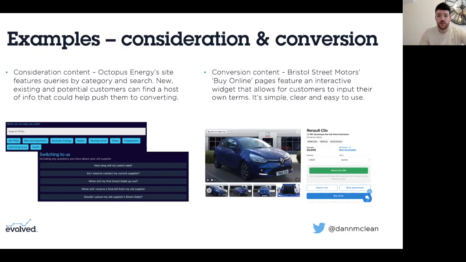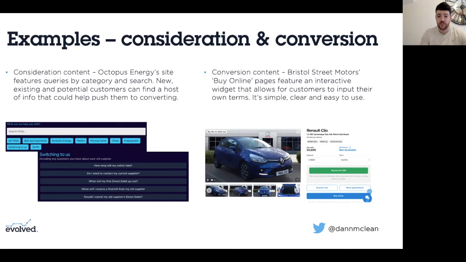Again, looking at Bristol Street Motors, their buy online page is really simple, clear, and easy to use, and that's what you want. Make it as simple as possible so that the user has to make the least effort to get to a conversion. You don't want to put them off with a confusing system or not provide the information that they need. It should all be there on that one page without having to direct them elsewhere if you can help it. And with this example, there was an interactive widget there where you put in custom values for deposits, term, as in the length of an agreement or a purchase, and then it gives you a custom quote based on that. And that would be really helpful in terms of guiding people towards a conversion.